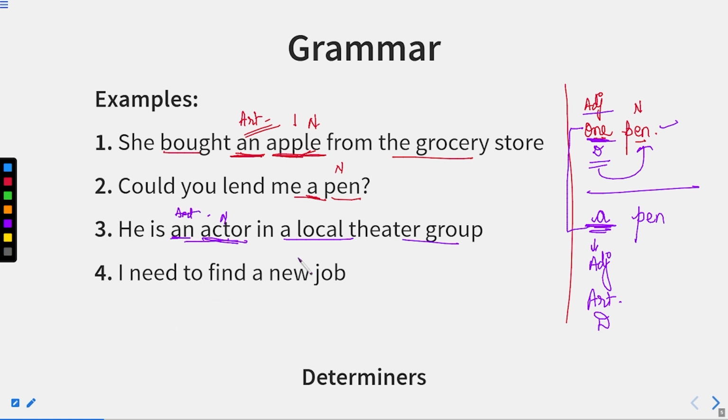I need to find a new job. Now job is a noun, and to qualify it, we know we need an adjective or an article. So a is an article. Moreover, we can call it a determiner. New is an adjective over here, because it is telling us the quality of this particular job. Therefore, this is a determiner or an article, or an adjective over here.